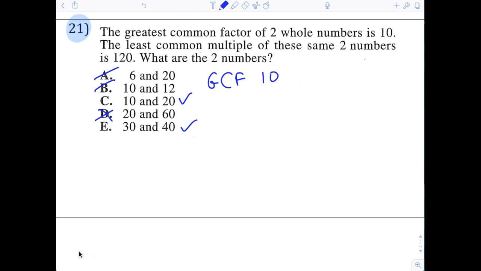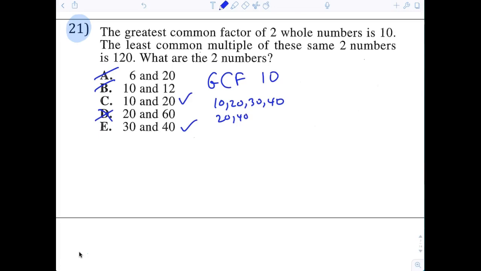Now we just have to know what the multiples are. So you learn multiples real young, 3, 6, 9, 12, 15, 18, when you started counting. So that's just the multiples. The multiples of 10 would be 10, 20, 30, 40. Multiples of 20, 20, 40. So is the least common multiple 120?